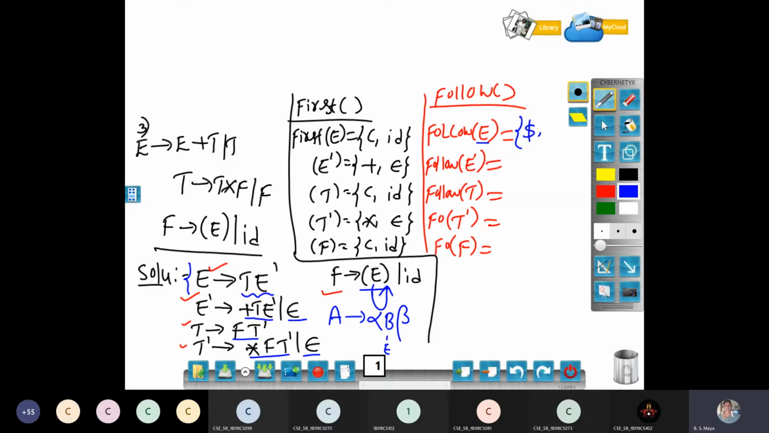Then you can include close parenthesis. You have to apply first of beta for this. For the first of beta, for the open parenthesis, you will get beta only. So you will get only one production. Follow of E, I get only the terminal. The follow of E should be taken as close parenthesis. I included that. Then follow of E is over.